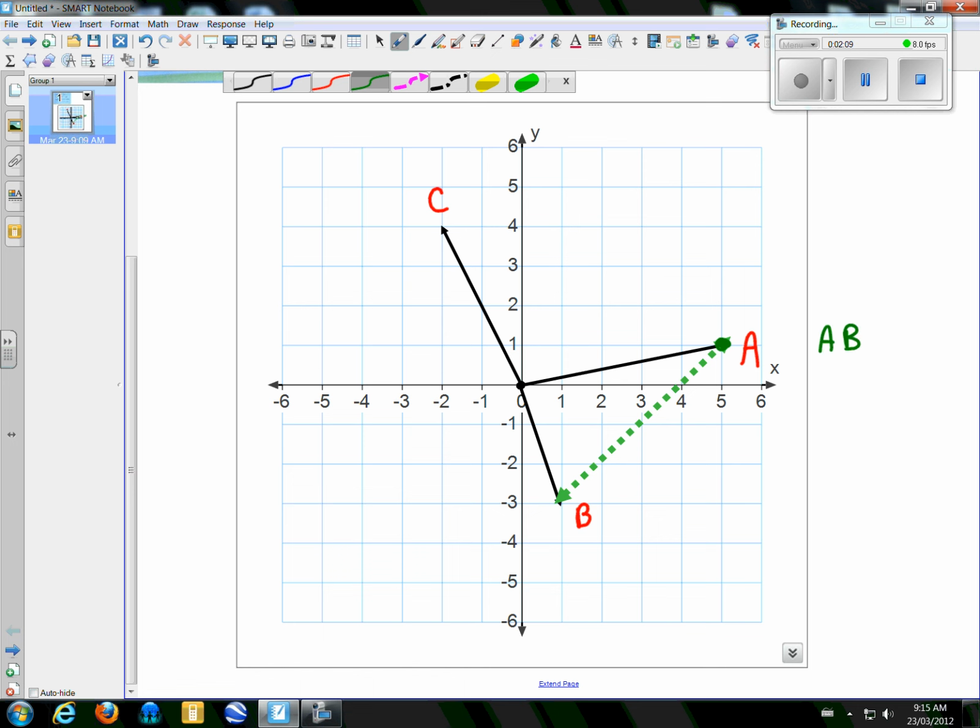To go from A to B, we have gone 1, 2, 3, 4 units left. So that would be left 4, -4 for the x component. And then we have gone down 1, 2, 3, 4 for the y component. That's one way of determining the resultant vector A to B.